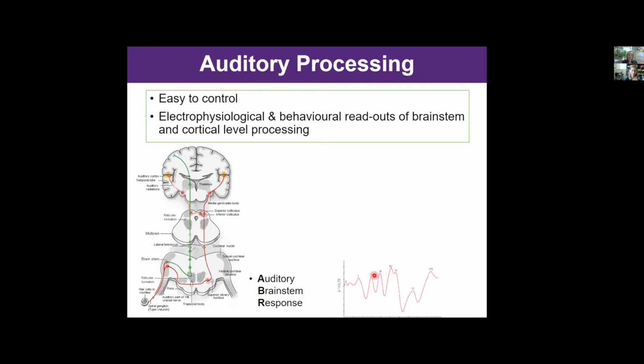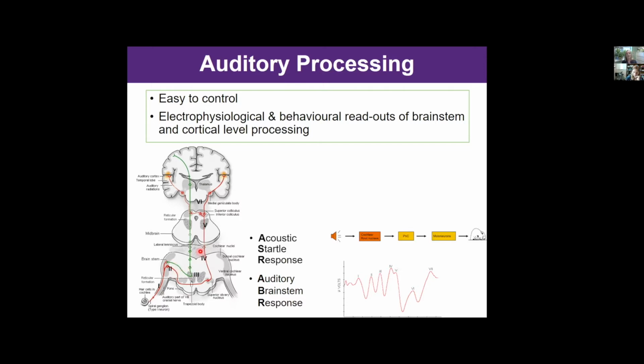Each peak in this waveform actually mirrors the neural signal at different stations along the ascending auditory pathway, and I have coded them here, referring to the peaks in the auditory brainstem response. So it is a measure that we can do in humans and in animals alike, and it gives us information about neuronal signals in the brainstem.